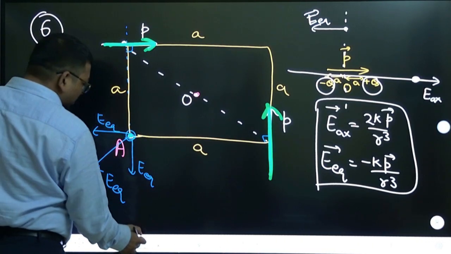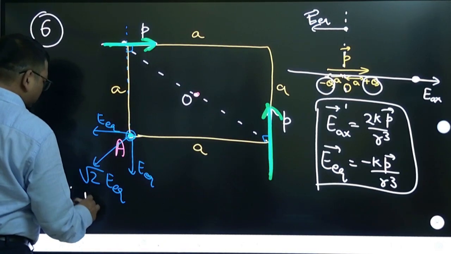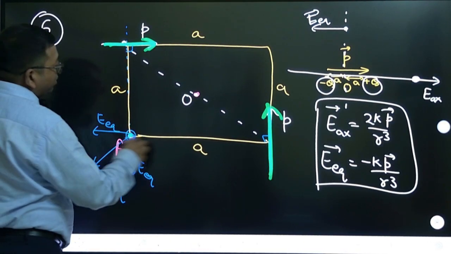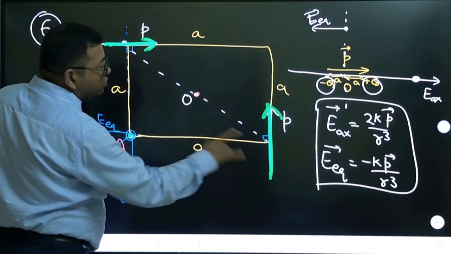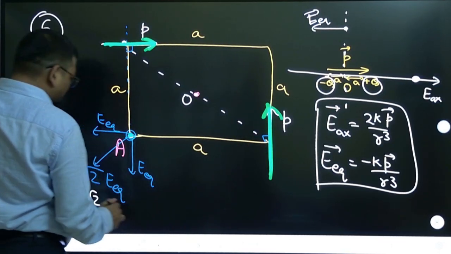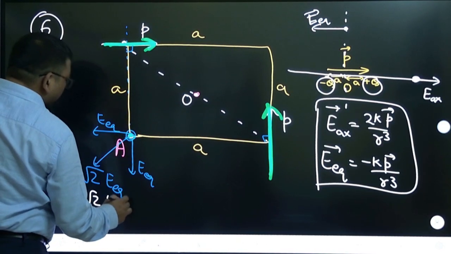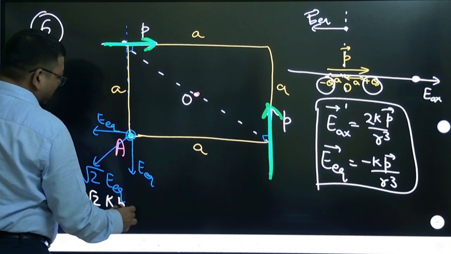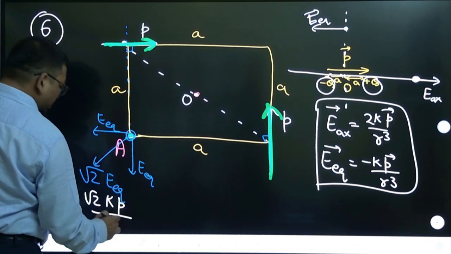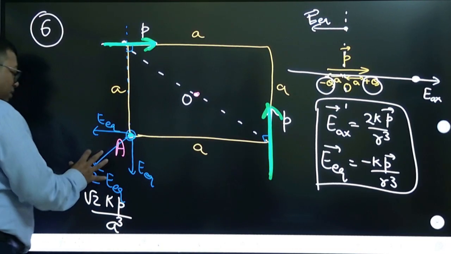You will get this. And what is this value? Let us solve it. So this is root 2 into equatorial. Equatorial formula is what? Magnitude will be kp by r cube. So k is a constant, p is that p factor, p by r cube. R cube means distance. Distance is a here, a cube. So this is this resultant.